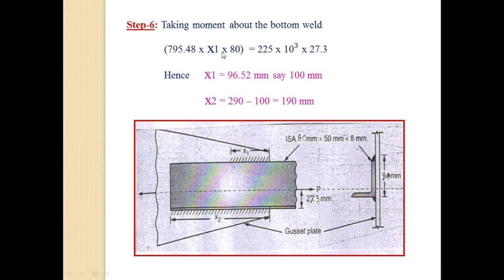795.48 is in Newton per mm and x1 is in mm, so mm gets cancelled and we get the load in Newton. Load into perpendicular distance, that is 80 mm. We are taking the moment about the bottom. So 795.48 into x1, load multiplied by the perpendicular distance, that is 80 mm. This is anti-clockwise. Suppose we are considering it positive, so therefore it is plus.